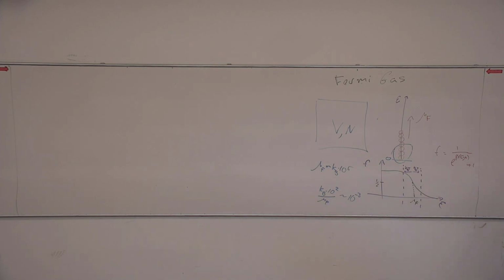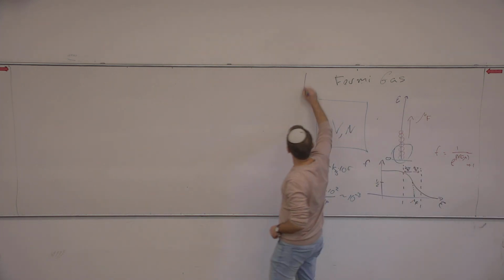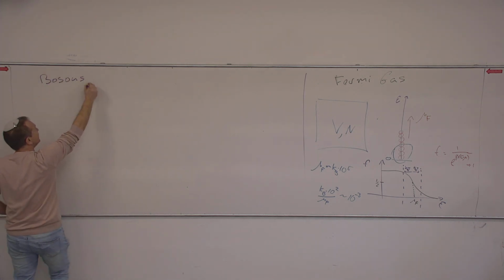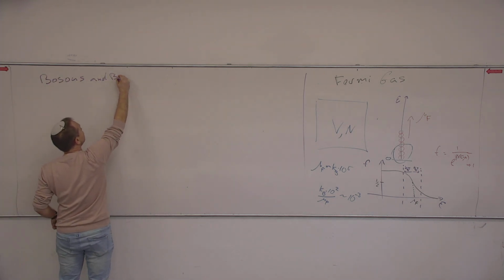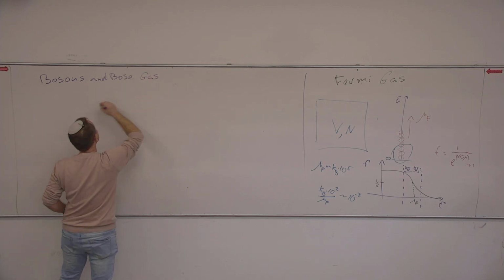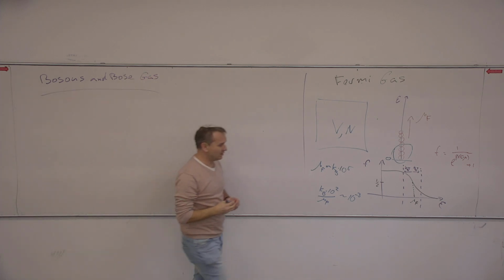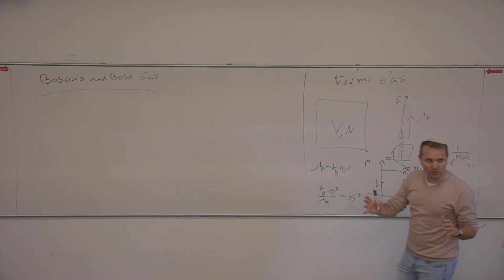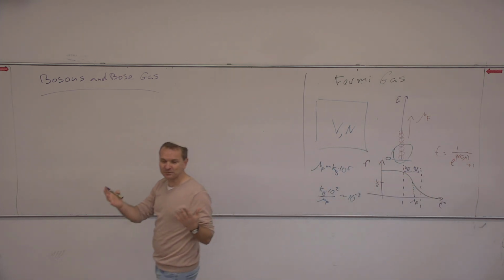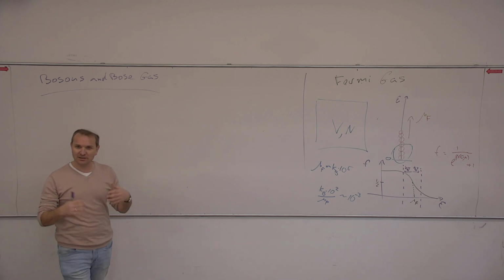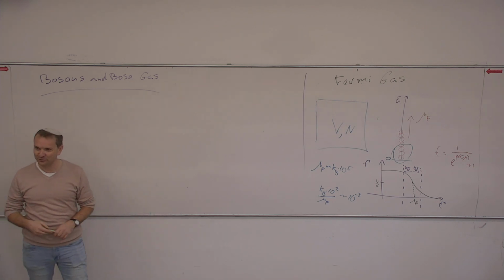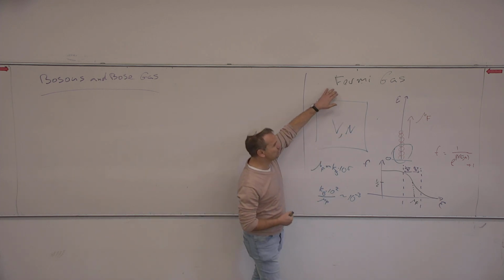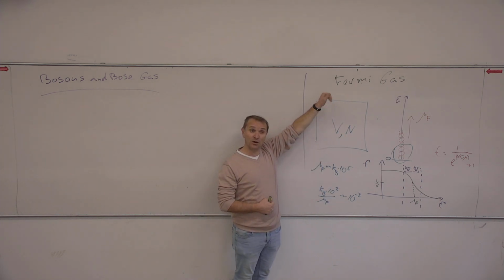We will go now to the bosons and the Bose gas. We will do almost everything from a very similar perspective for bosons. Let's start with the simple system of 3 states, and then eventually we'll go to something that looks like the Fermi gas, but always with bosons.